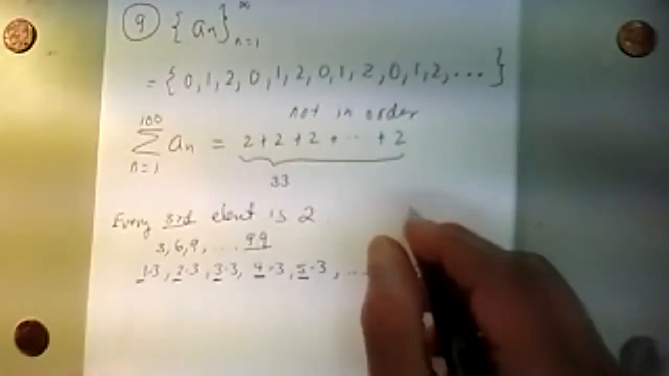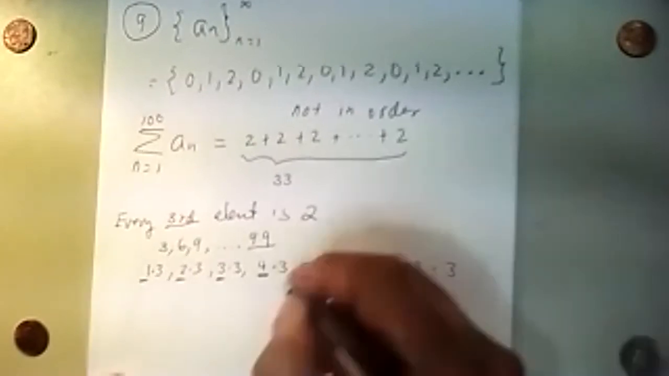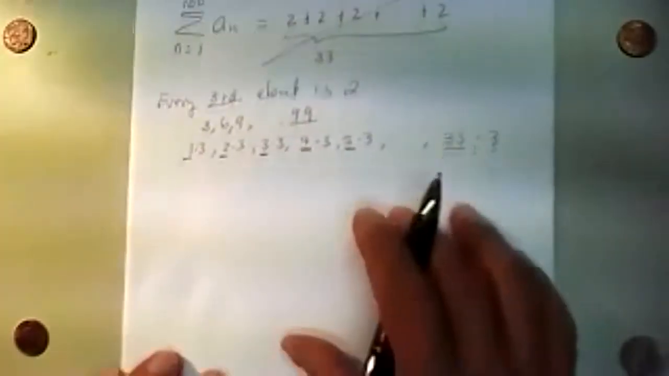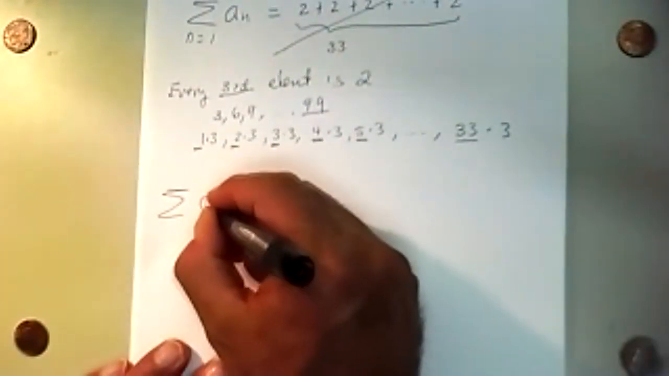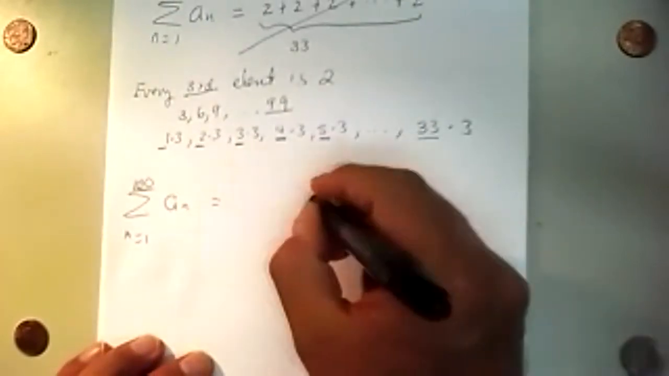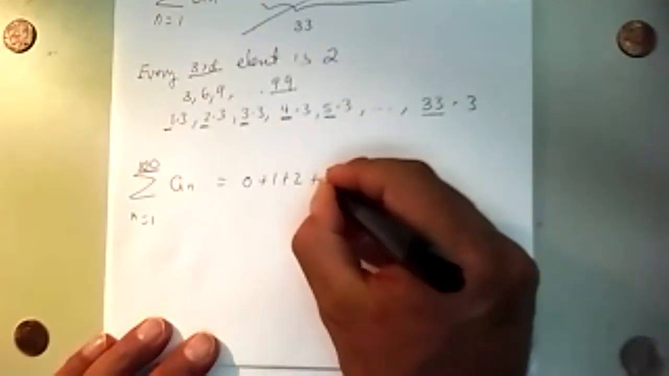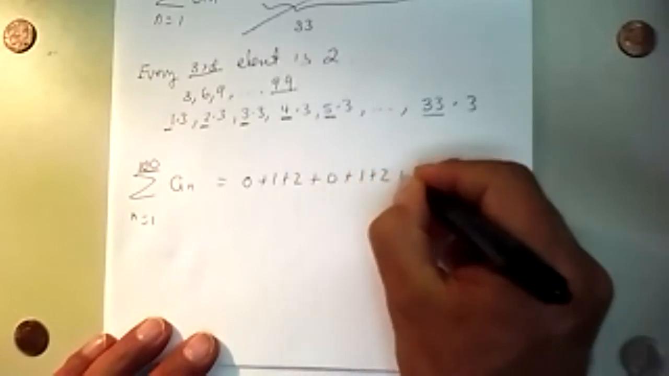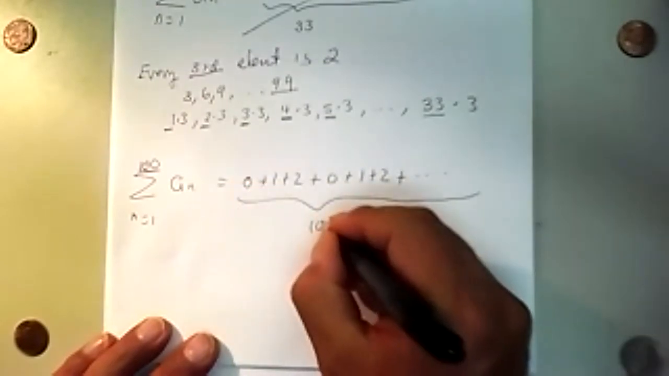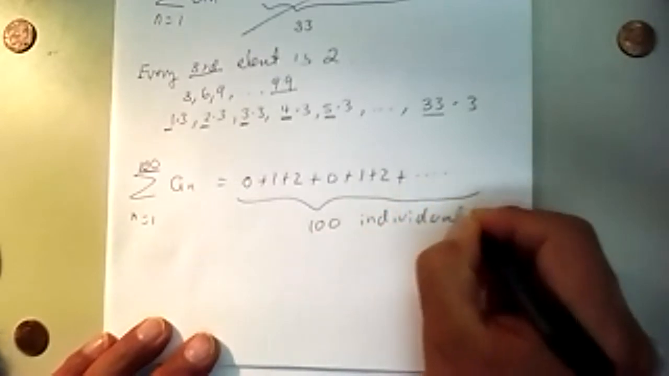Actually, I'm going to continue this. I'm running out of space, so I'm just going to cross that for now, and I'm going to start all over here. The sum of a sub n's from n equals 1 to 100 is equal to, first, let me write them in order. 0 plus 1 plus 2 plus 0 plus 1 plus 2 plus all the way up to 100 of them, 100 individual elements.